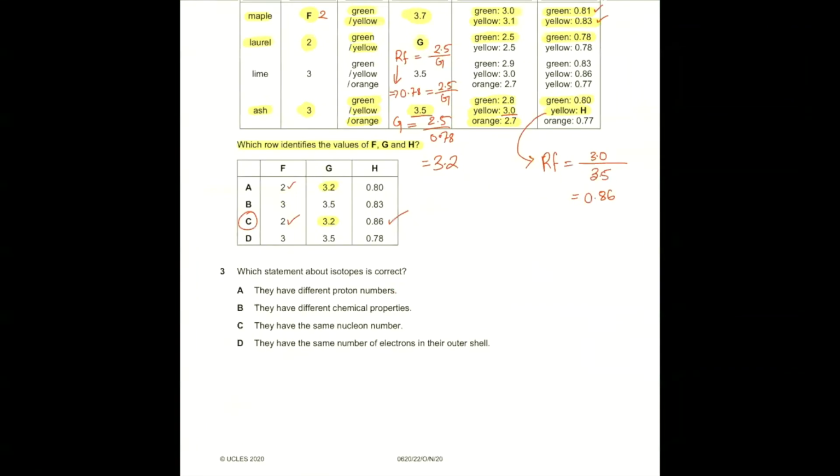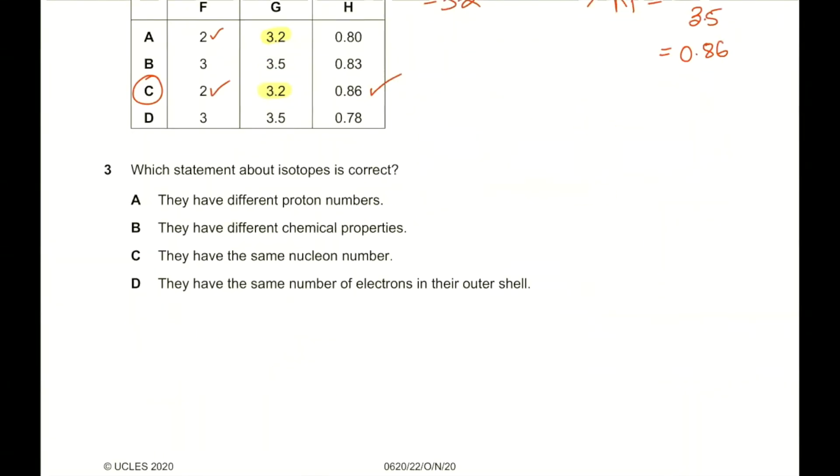Now, guys, question number 3. Which statement about isotopes is correct? Now, guys, we know that they have different mass numbers, but the first statement says they have different proton numbers. Guys, proton number is the identity of an element. Having different protons means it's a different element. So this will not be correct.